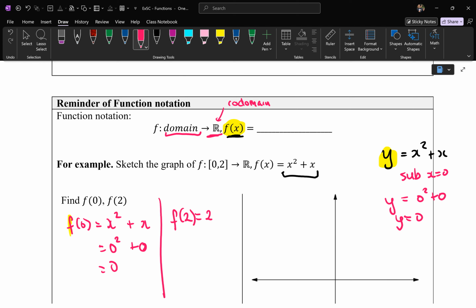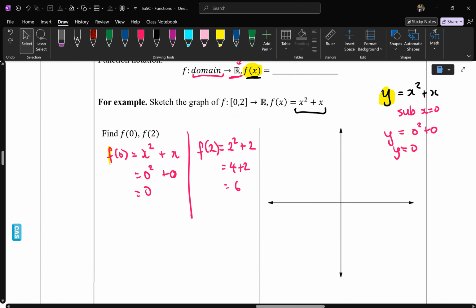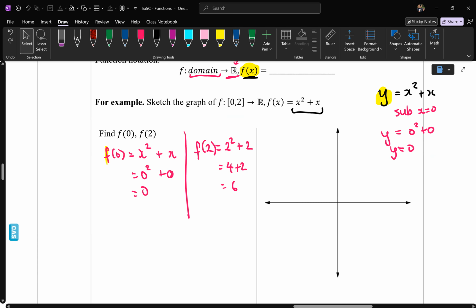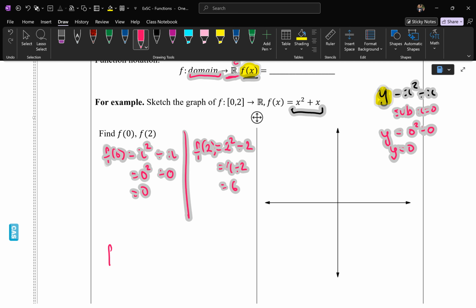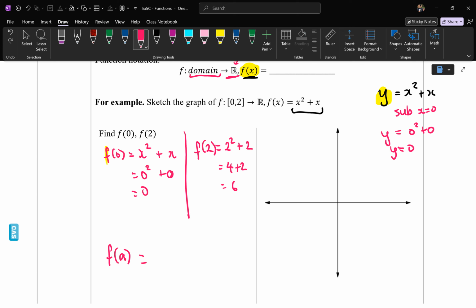6. Very good. It should be 2 squared plus 2, 4 plus 2 equals 6. Now what's interesting is when I put this in a test, I'll put another one. So I've got f of 0, f of 2. Most students will get that right. And I put this one in and they get it wrong. I say, what's f of a? What would you say? Yeah, that's literally all it is.